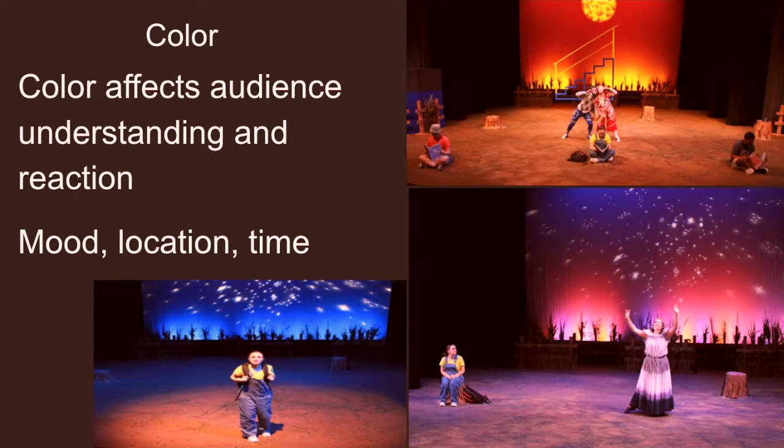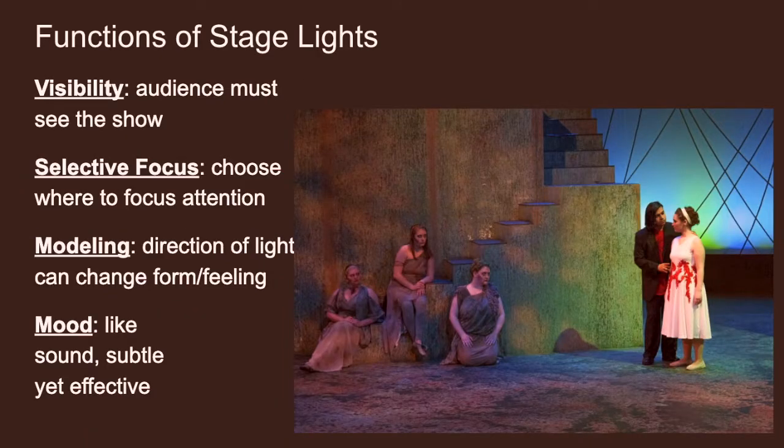Then we have color. Color affects the audience's understanding and reaction to things. You can use color to create mood, location, time. As you can see in these photos, you can see a lot of different colors used in this one show. If you think about it, color really affects how you feel. So red may make you think of anger or heat, whereas blues may make you think of calm and cool.